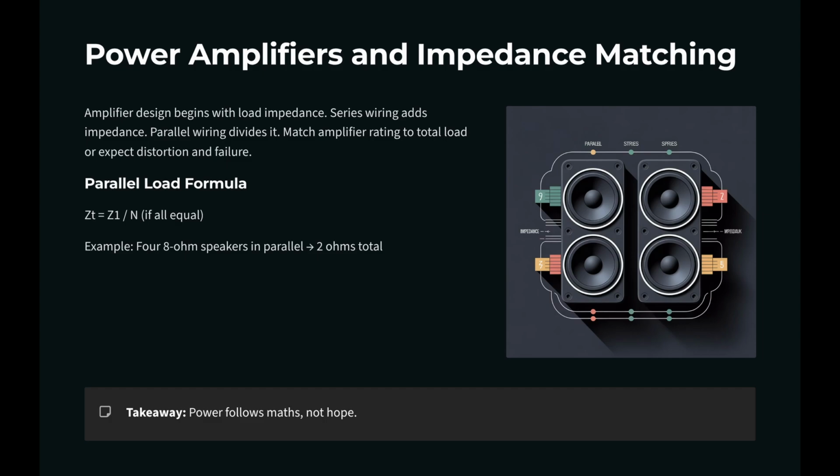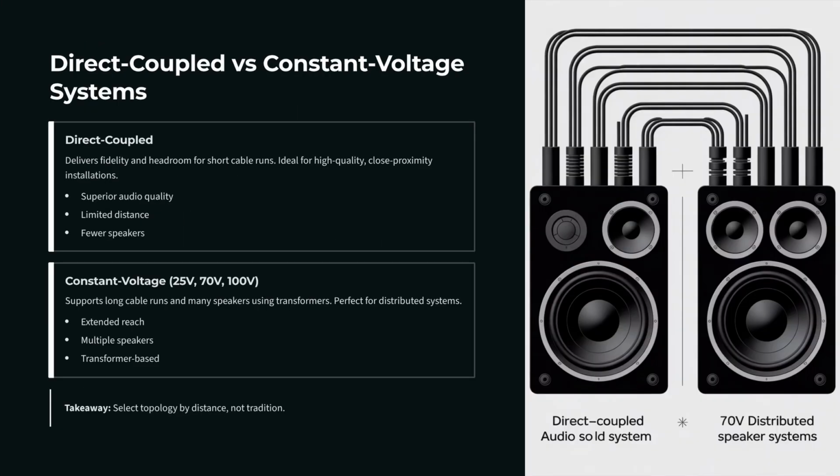Power follows math. There are two common types you will encounter in the field: direct coupled and constant voltage systems. Direct coupled gives fidelity and headroom for short runs. Constant voltage, 25V, 70, 100, supports long cable runs and many speakers using transformers. Both have places. Choose based on distance and scale. Select topology for distance. It's not a habit or tradition.